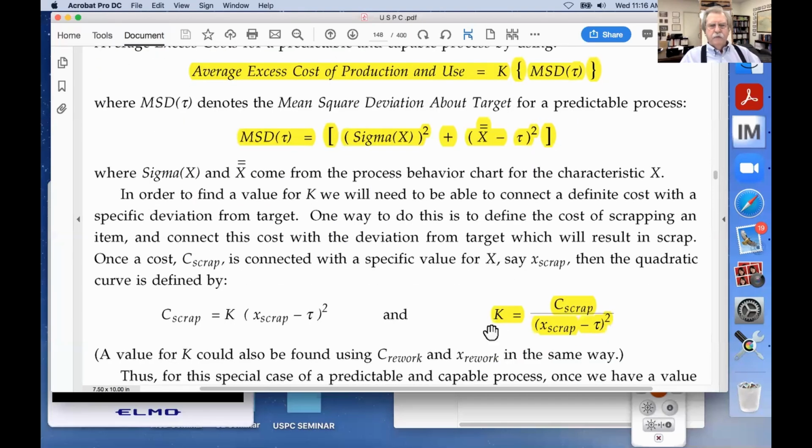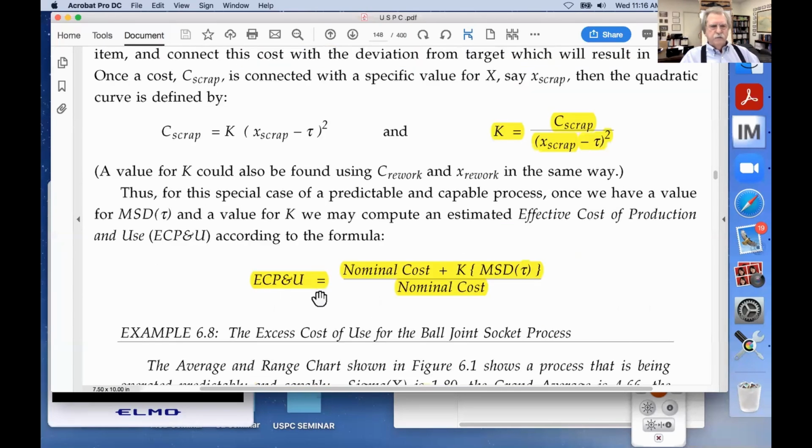Once we have that, the K value that converts everything into monetary units is the cost of scrapping an item divided by the point at which you scrap it, one of the specifications usually, minus the target quantity squared. With those two values, K times MSD is your average excess cost, so the effective cost of production and use will be the nominal cost plus the excess cost over the nominal cost.